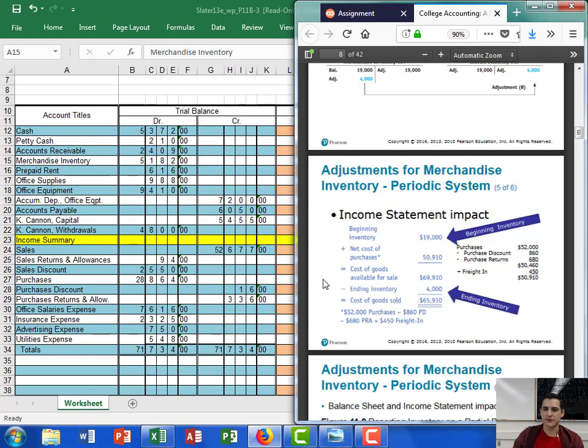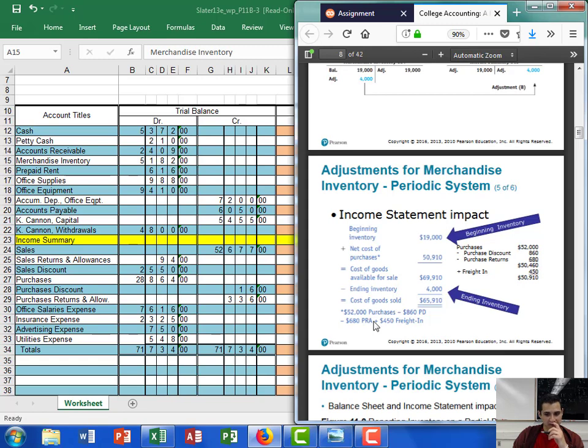Now, after every certain period, you're going to figure out how much value you have left in your inventory. Now, the example they give here in the PowerPoint is that $4,000 left out of your initial $19,000 plus anything that you had purchased during that month. So you sold a total amount of $65,910 worth of merchandise through your company. So that's a pretty good sale if you think about it.